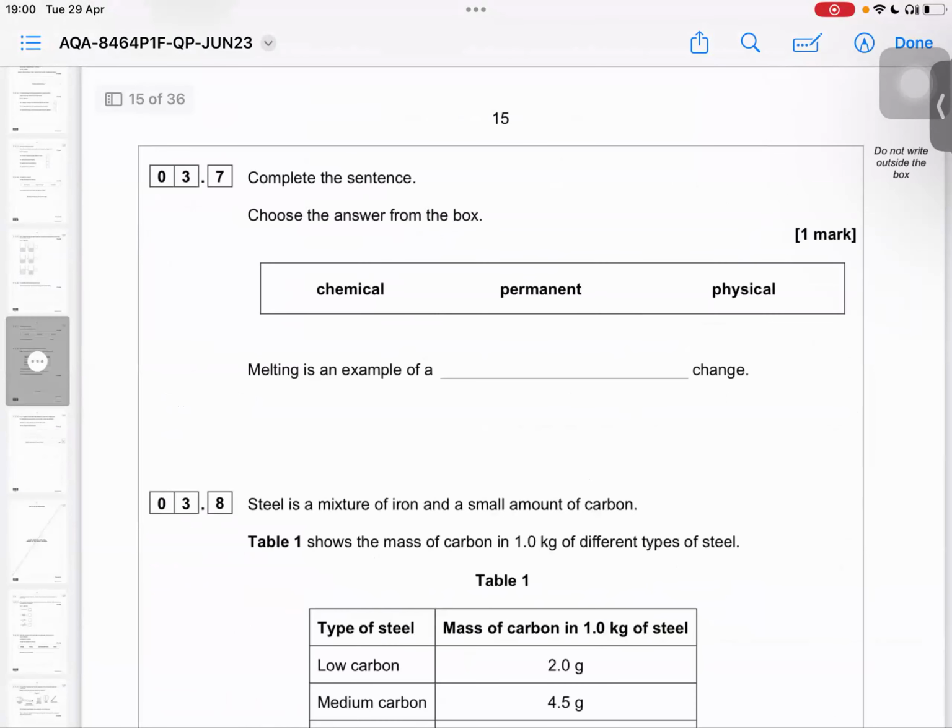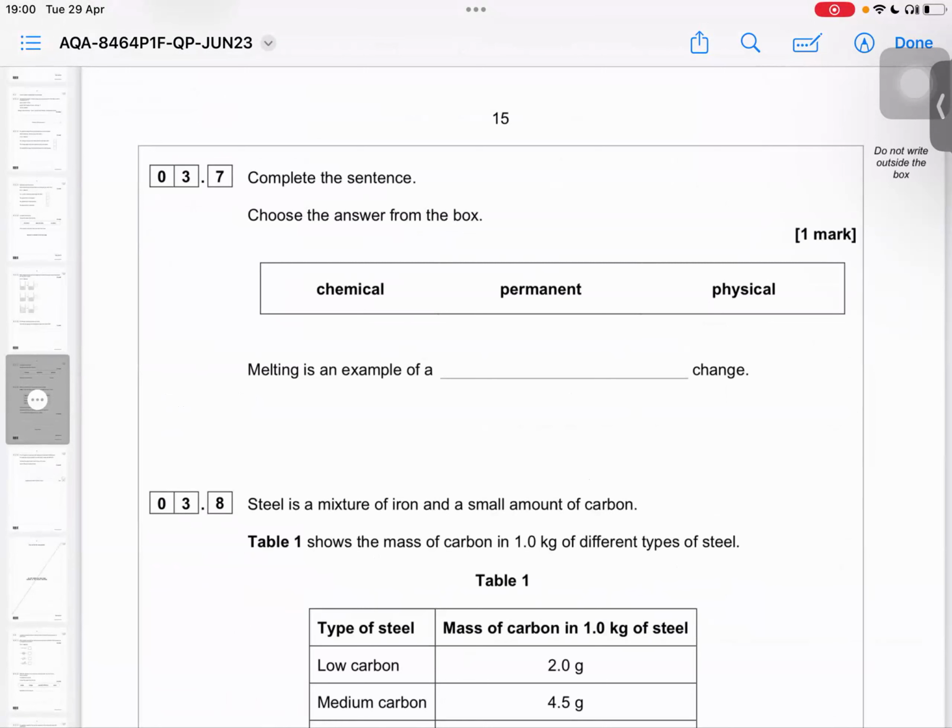Is that it for physics? No, I was just asking, is that okay? Okay. I understand.